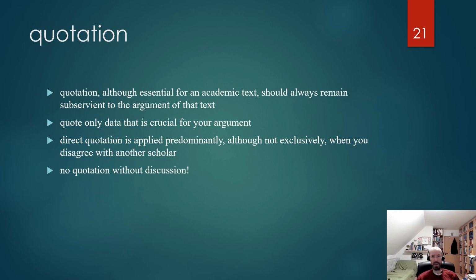Quotation is essential for an academic text, but it should always remain subservient to the argument of that text. So you should only quote data that is crucial for your own argument. Direct quotation should be used very sparingly. It's usually used when you disagree with another scholar and you want to refute his or her point. And of course, there should be no quotation without subsequent discussion.